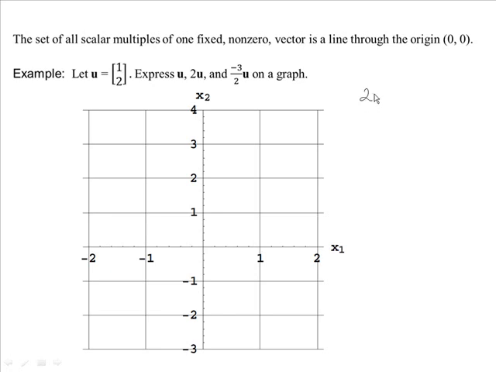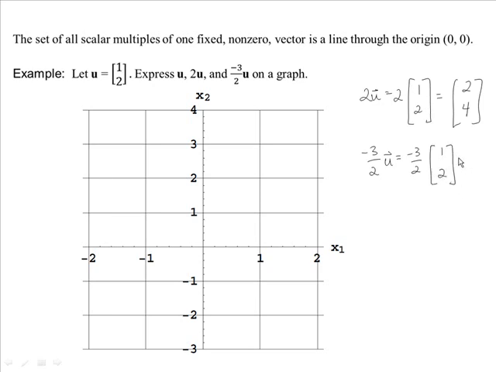When I multiply by 2u, we're going to have 2 times the vector 1, 2, and then that will produce the vector 2, 4. And then when I do -3/2 u, we've got -3/2 times my vector 1, 2, and that will produce the vector -3/2 and -3.